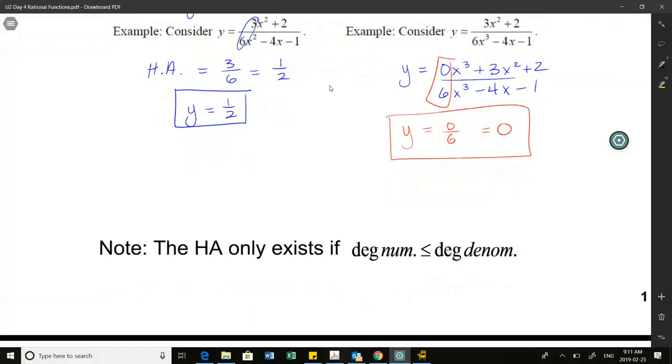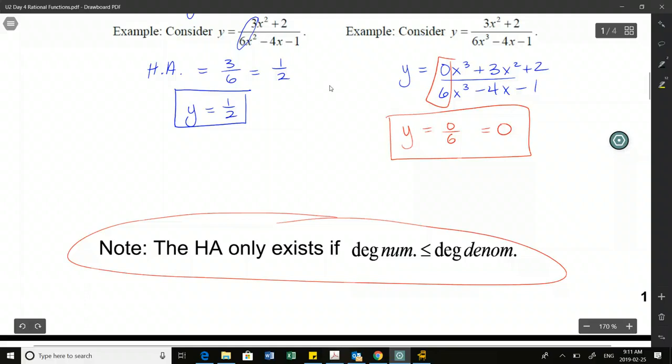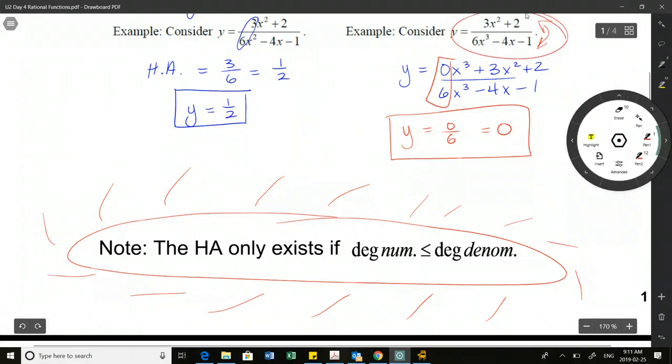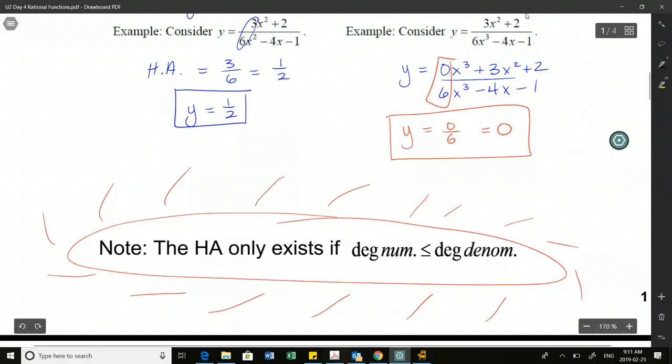So actually that brings us to our next point here. The horizontal asymptote only exists if the degree of your numerator is less than or equal to the degree of the denominator. So I cannot have a horizontal asymptote for a function that is like the reverse of this, let's say. If this example were reversed, I actually have what's called an oblique asymptote, a diagonal asymptote. So we don't have a horizontal asymptote for those. Okay? So either they're equal, or the degree of the denominator is higher. Okay? Cool.